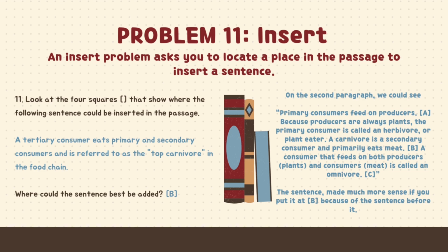The answer is B, because in the second paragraph we could see that primary consumers feed on producers. Because producers are always plants, the primary consumer is called an herbivore, or plant eater. A carnivore is a secondary consumer and primarily eats meat. A consumer that feeds on both producers (plants) and consumers (meat) is called an omnivore. This sentence makes much more sense if you put it at B because of the sentence before it.